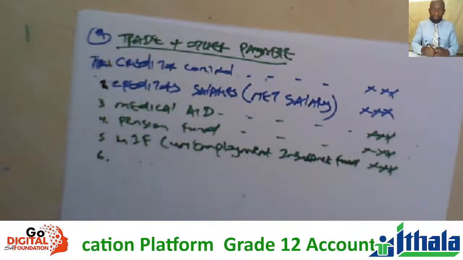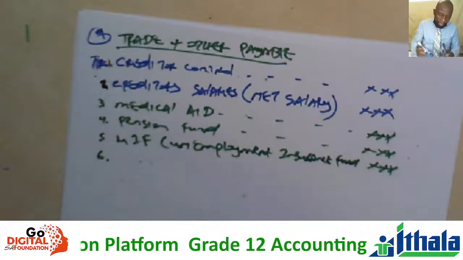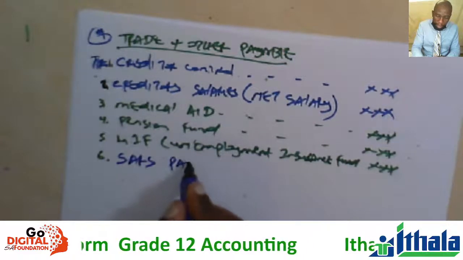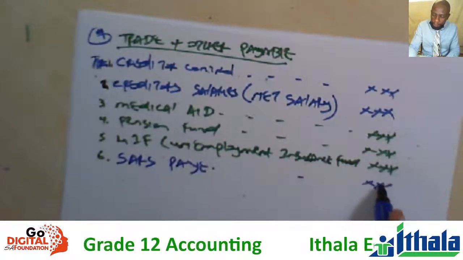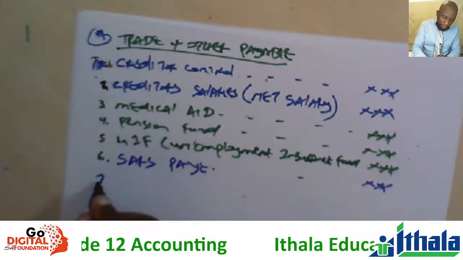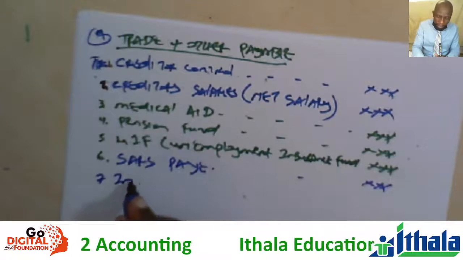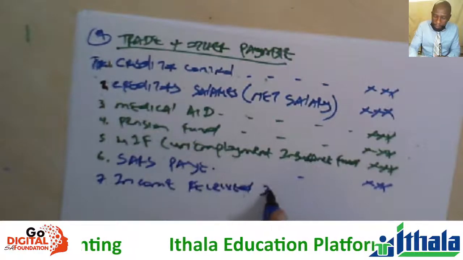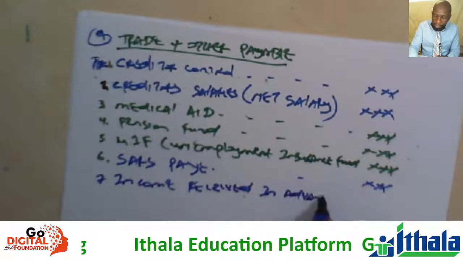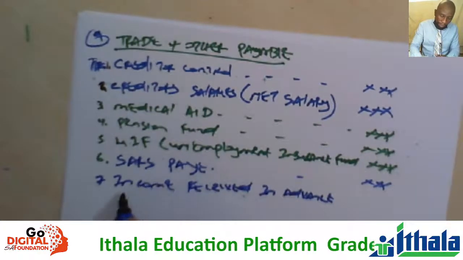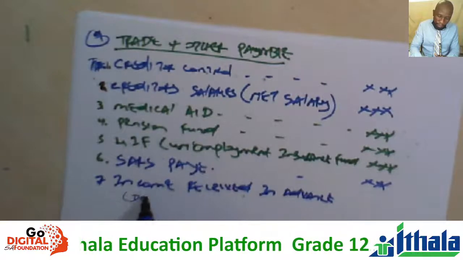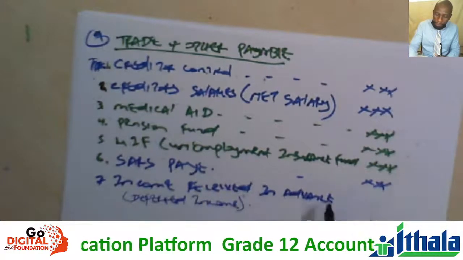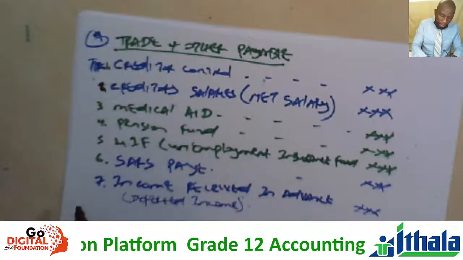And then 6, we have SARS pay as you earn. Record there, right? And then 7, we have income received in advance. Some say deferred income. Okay, it can be. Let me just write also the alternative name. Deferred, double R. Deferred income, right?